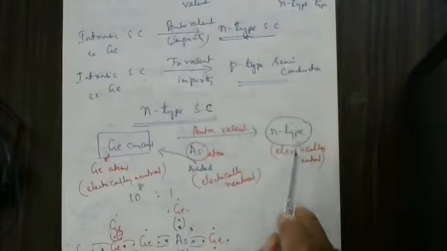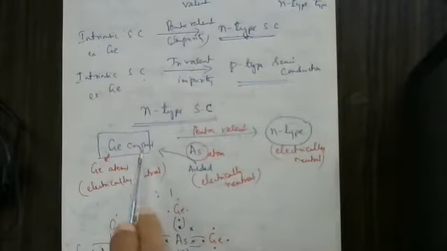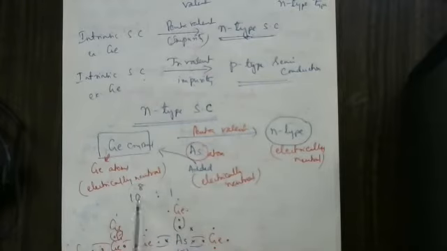The resultant N-type semiconductor is also electrically neutral, and we are supposed to add this arsenic atom to the germanium crystal in the ratio of germanium atoms. If it is 10 to the power 8 germanium atoms, the arsenic atom we add is equal to 1. In that ratio only we are supposed to add. Now, in the case of N-type semiconductors, what is happening here?